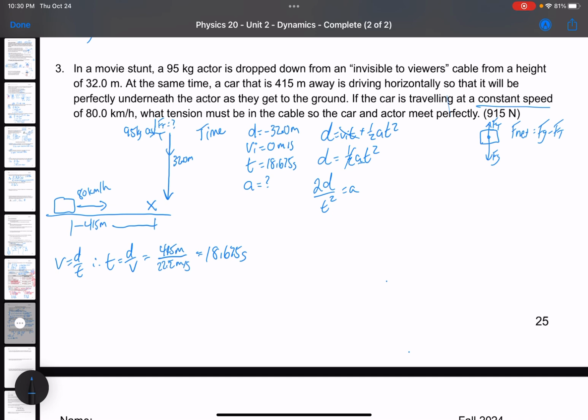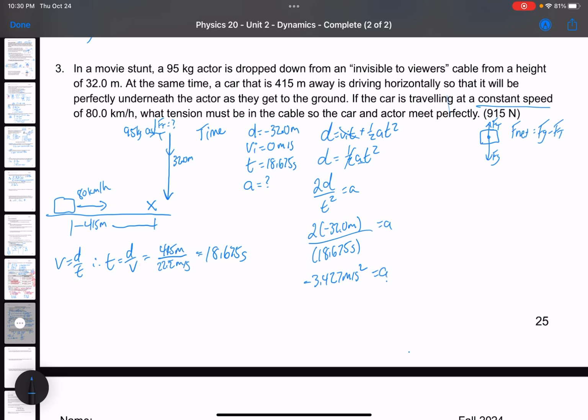Okay, so I'm going to punch some numbers in here. So 2 times the distance, negative 32 meters, divided by the time, 18.675 seconds. Okay, so negative 64. And that tells me that I need to accelerate downwards at negative 3.427 meters per second squared.